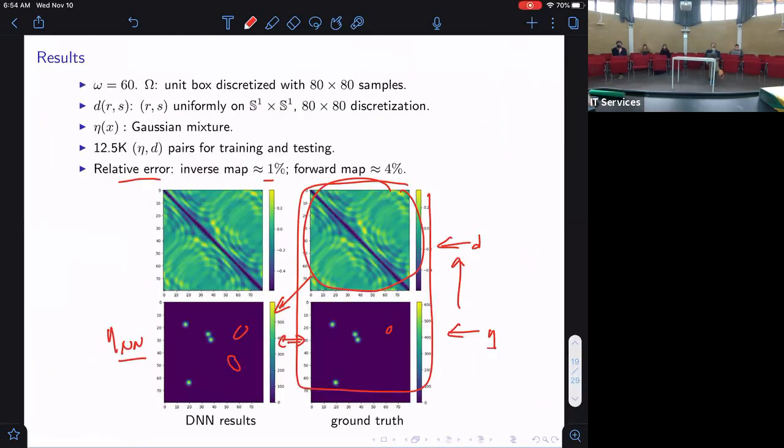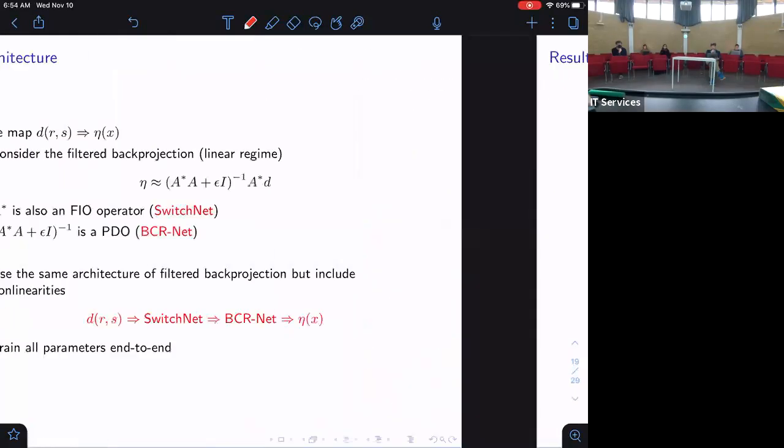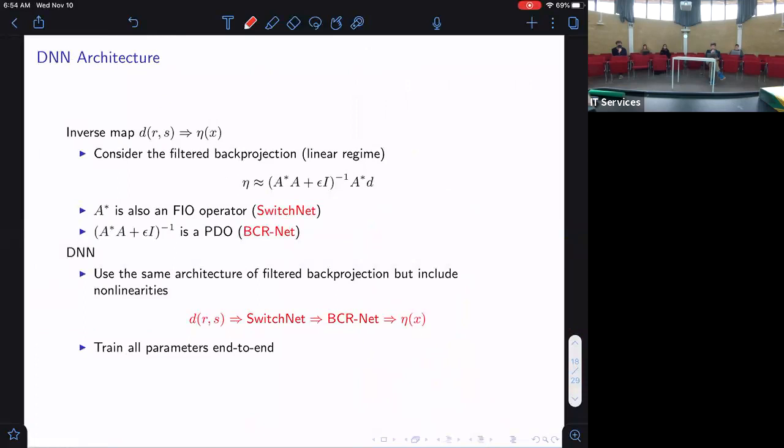Sorry. Is this the one? No, I think it's the previous slide. Yes, exactly.